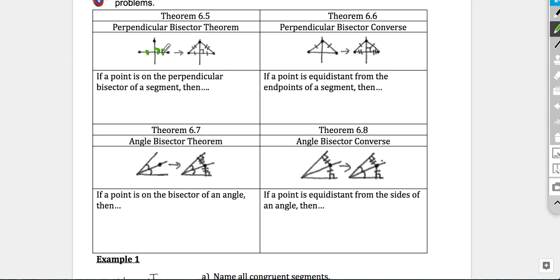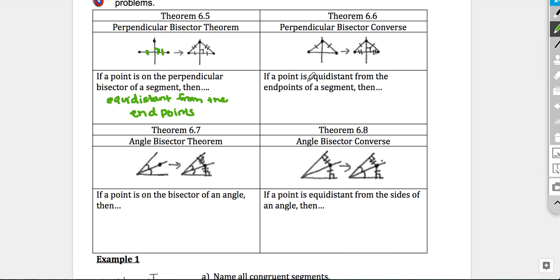So we know that the intersection point is equidistant from each point of the segment, but it's also equidistant from the endpoints. So we know that this point up here is going to be the same distance from this endpoint of the line segment to this endpoint of the line segment.